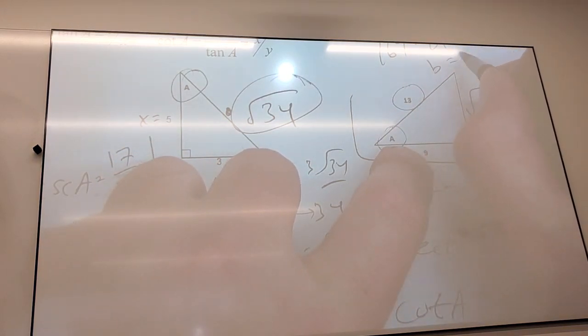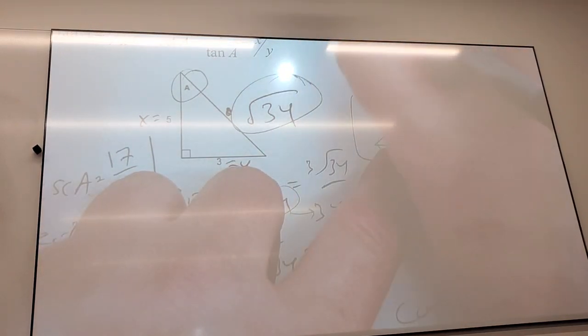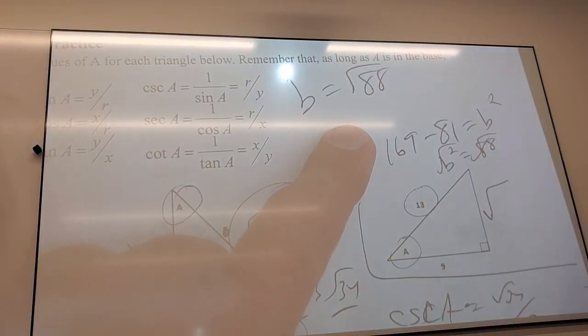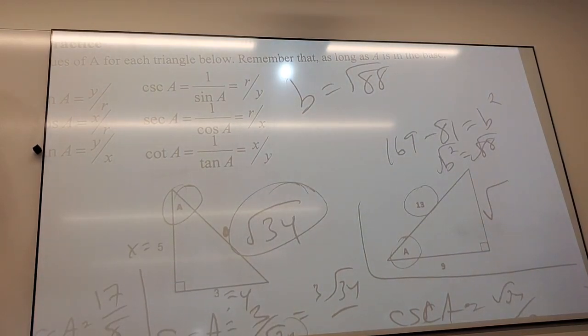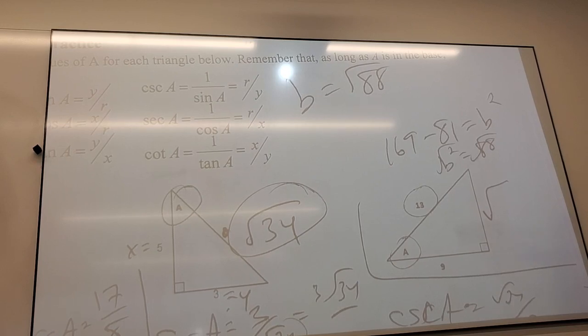Yeah. B squared is 88, so when I take a square root, now here's the other thing you have to be able to do. When I take the square root of 88, how do I simplify that? I don't know what the square root of 88 is. I can estimate it, but I don't know what it is. But we can simplify it. So what do I do?